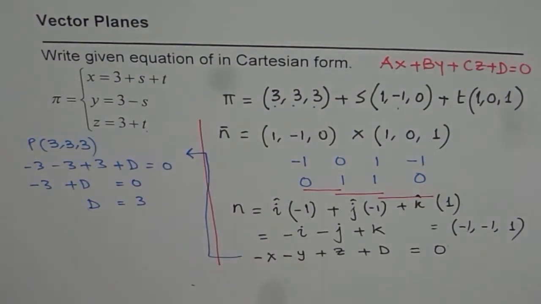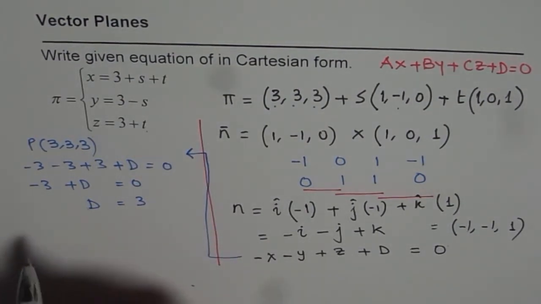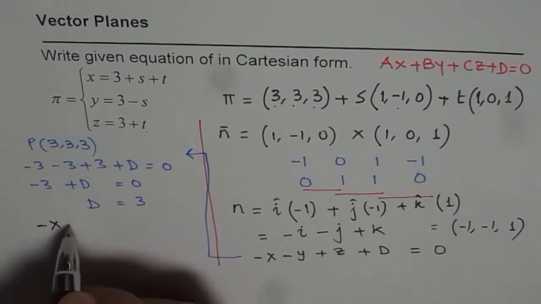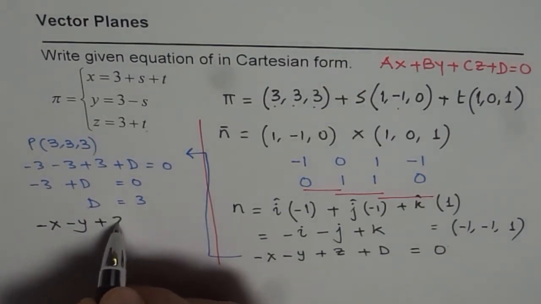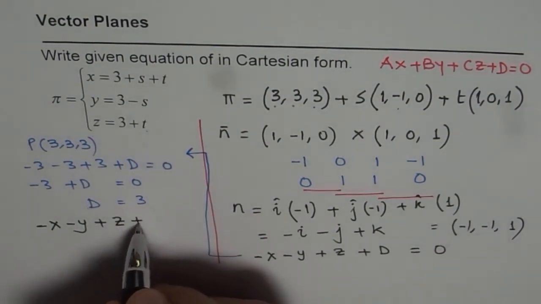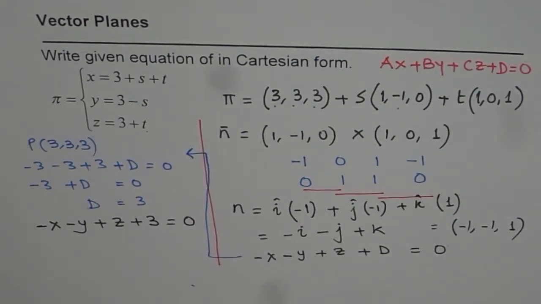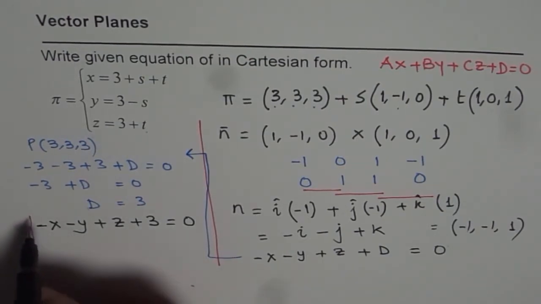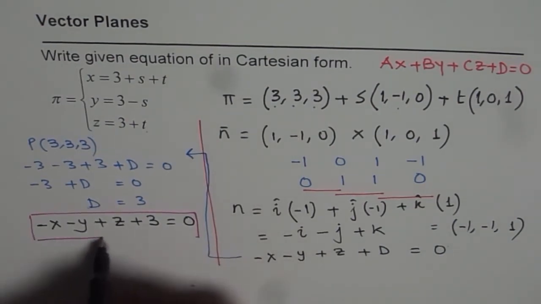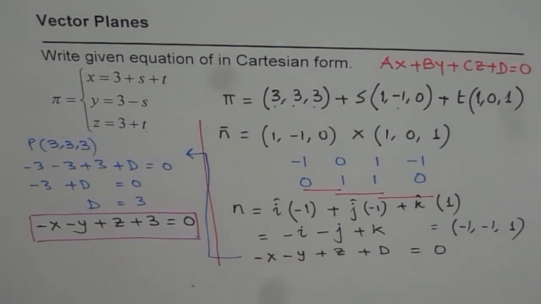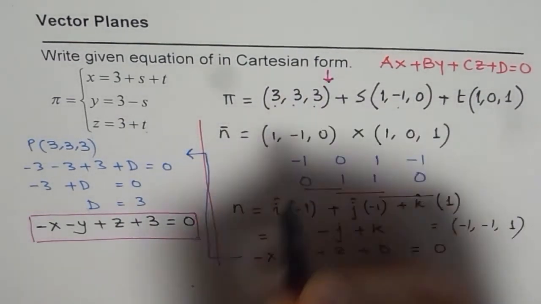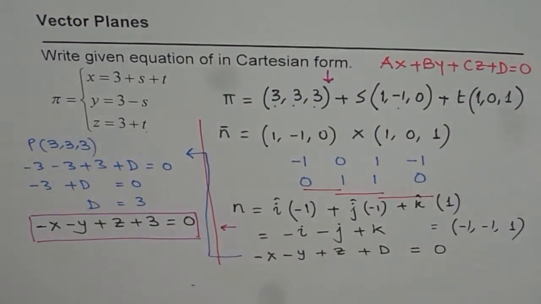Now since d equals 3, we can write down our equation, and that is minus x minus y plus z plus d, which is 3, equals 0. So that becomes the equation of our plane in Cartesian form, right? So that is how we should write it. Our answer is that the Cartesian equation is minus x minus y plus z plus 3 equals 0. So that is the answer.